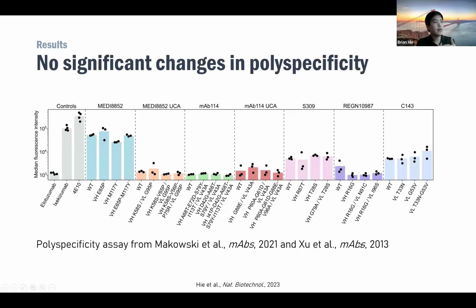Just a brief slide. We also do this negative control where we show that these improvements in affinity are not merely explained by polyspecific binding to proteins in general. We use this assay where you test for antibody binding to soluble membrane protein via flow cytometry, and we observe no significant changes in polyspecific binding in any of our language model affinity-matured variants.